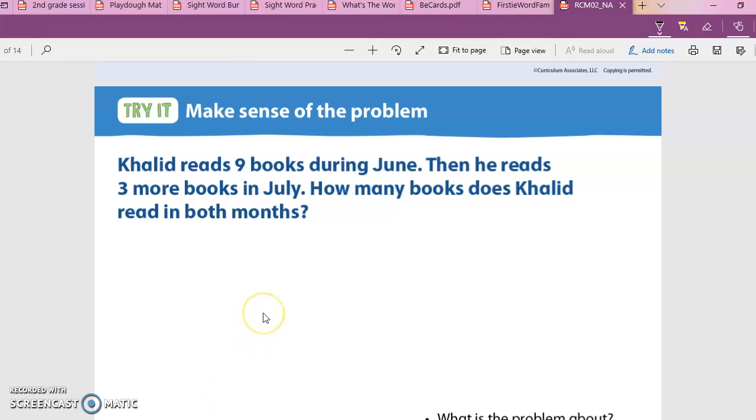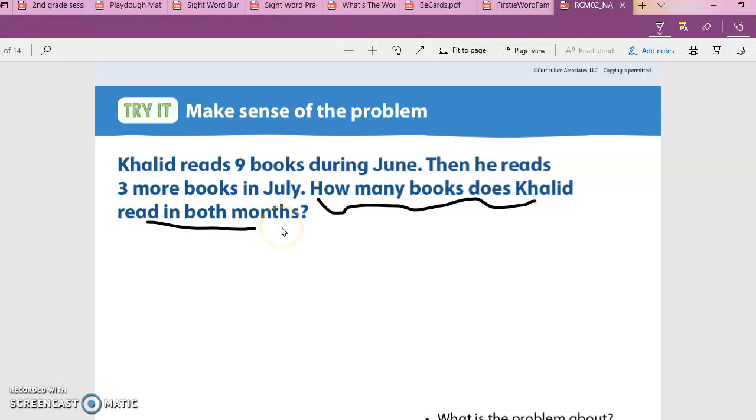So first we're going to read the problem. Khaled reads 9 books during June, then he reads 3 more books in July. How many books does Khaled read in both months? So think about the problem and let's make sense of it. What is the question that you're trying to solve? How many books Khaled reads in both months is what you're trying to figure out, right?